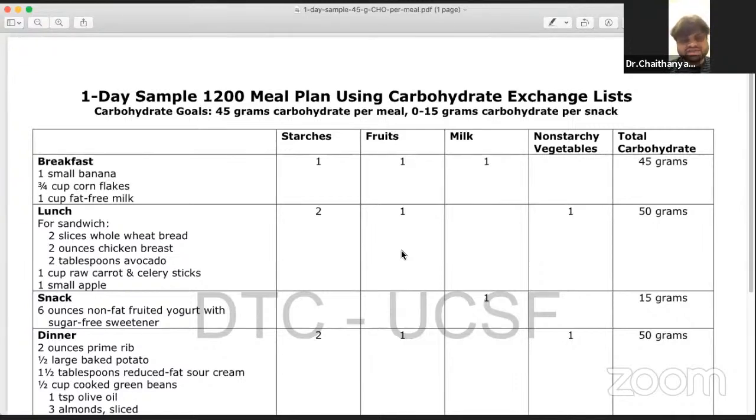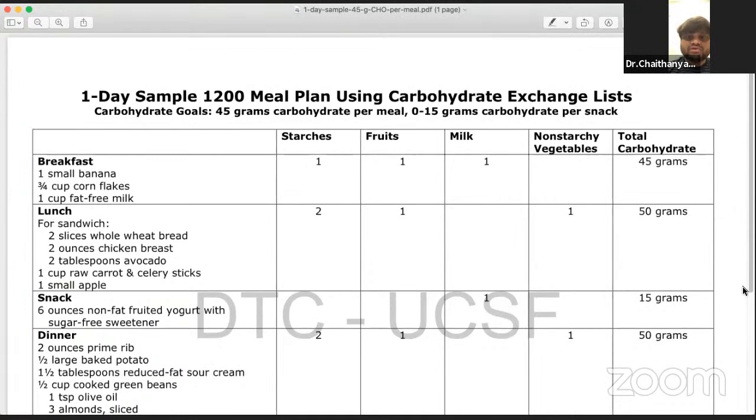So these lists can be used in each different type of meal. Like in the breakfast, you can have a starch, fruit, milk, vegetable, fat, and you can even have meat. In the same way with lunch, in the same way with the dinner. For example, in this particular meal, you can see breakfast, we have given 1 small banana, 3/4 cup of cornflakes, and 1 cup of fat-free milk. So 1 small banana belongs to the fruit list. 3/4 cup of cornflakes belongs to the starch, and 1 cup of fat-free milk belongs to the milk list. Now we tried to cover the maximum lists in this particular meal.